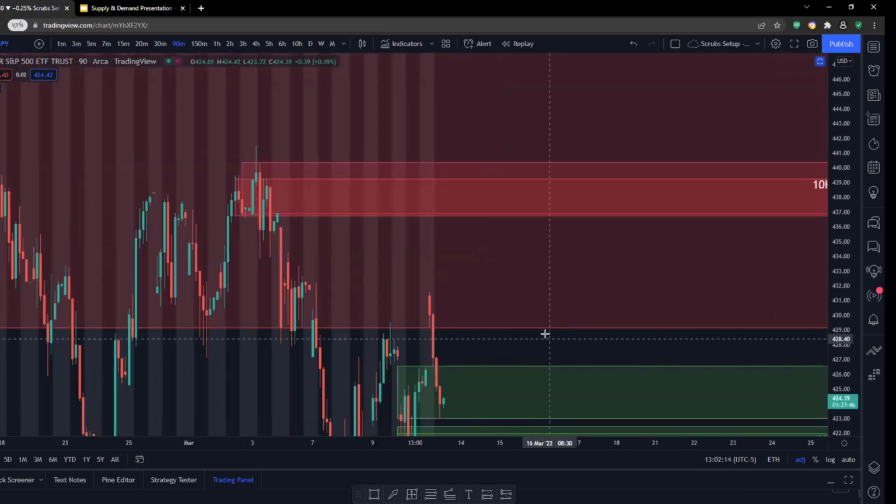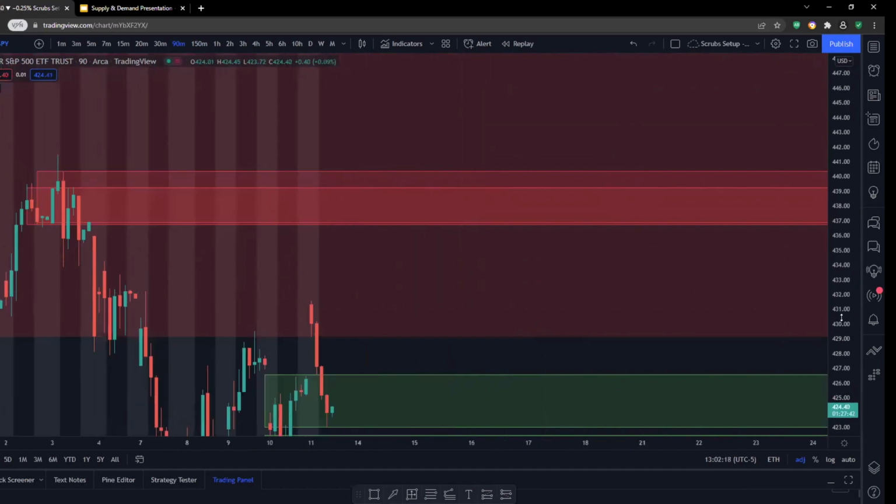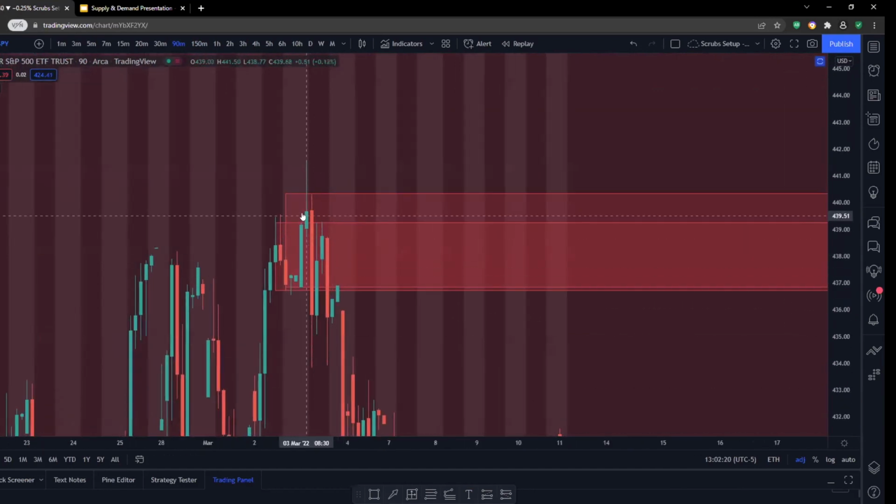We have, what was this, 10 hours? So we have a 90-minute inside the 10 hour. And we also created this one over here too, if you look. But this one got invalidated because we have 2 touches. So I'm not even going to chart that one. I'm going to chart the fresh one right here.